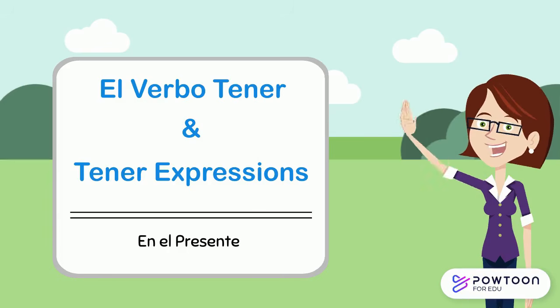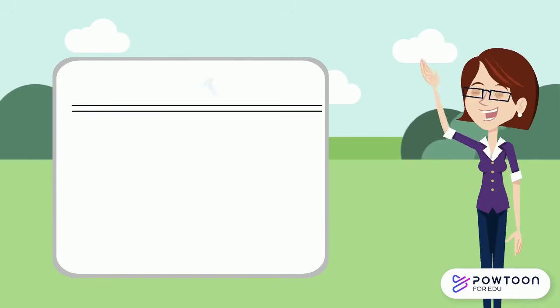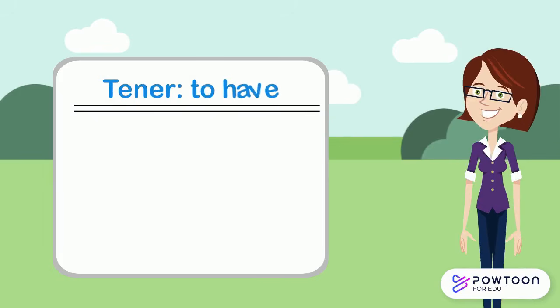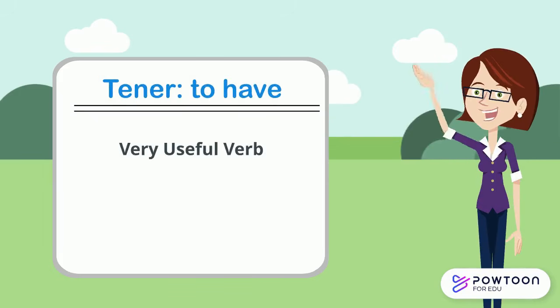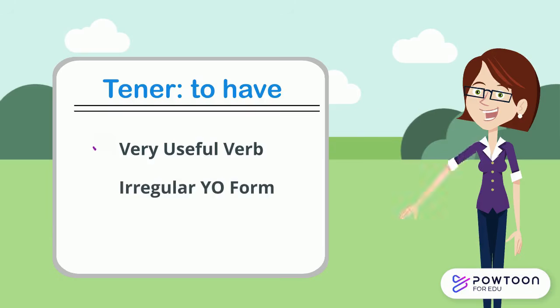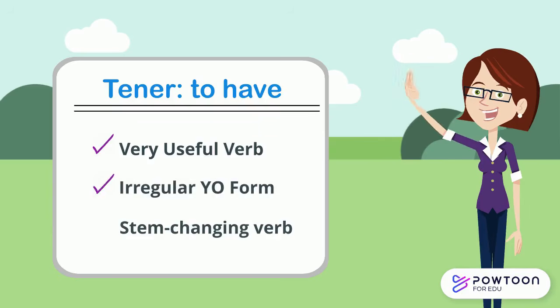In today's presentación de gramática, we will be focusing on the verb tener and tener expressions in the present tense. The verb tener, which means to have, is a very useful verb in Spanish and used frequently. It is also an irregular yo form verb and a stem changer.